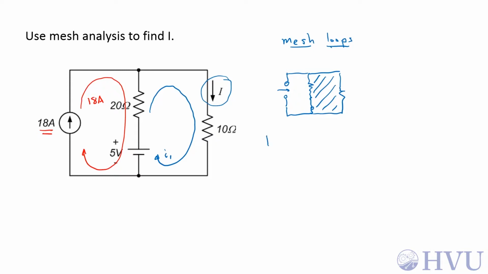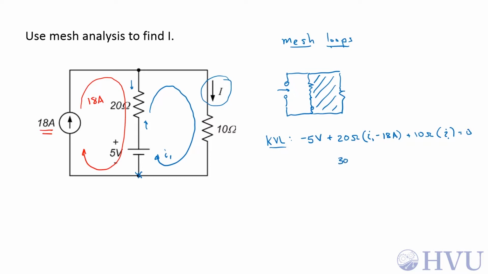Now I just have to do KVL around my single mesh loop. So starting down here, I see the negative terminal of the 5-volt source first, so minus 5 volts plus the 20 ohm resistor multiplied by its current. I have I1 going this direction, and I have 18 amps going in the opposite direction, so that's going to be I1 minus 18 amps. And then we have a 10 ohm resistance, and the only current through that is I1. That brings us back to our starting point, so all that sums to 0.